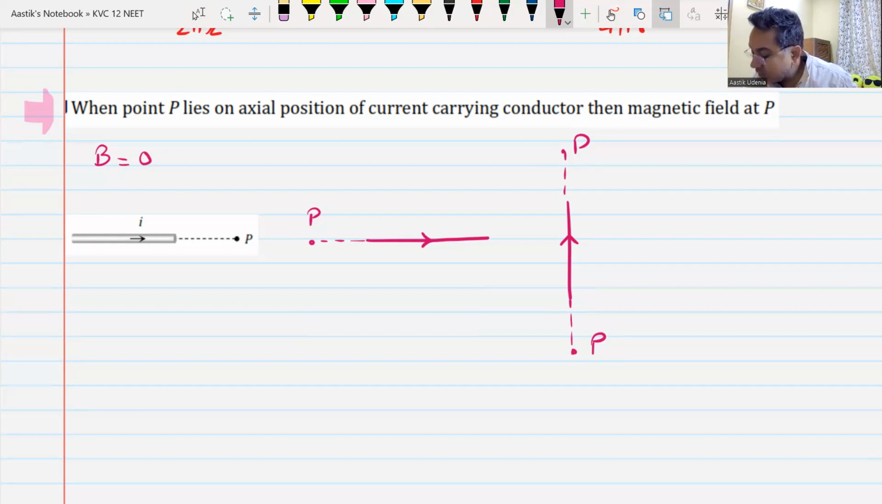Okay, I hope you are noting it down. Note it down. Note it down, everyone.